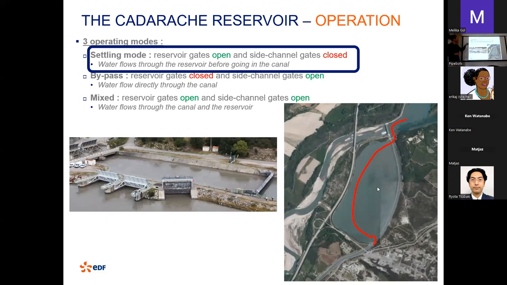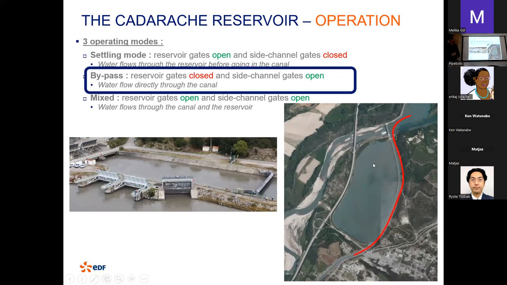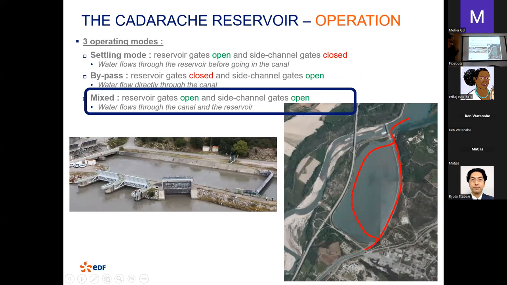The second one is called the bypass. You can go to the next one, please. Yeah. And bypass is the opposite. We close the three gates of the reservoir. We open the gate of the side channel and the water is just flowing through. So there is no sediment deposition, but all the water is flowing. And the third mode, the next one, please, is the mixed mode. Mixed means that we open both the reservoir gates and the side channel gate, and you have the water going through the side channel and through the reservoir.